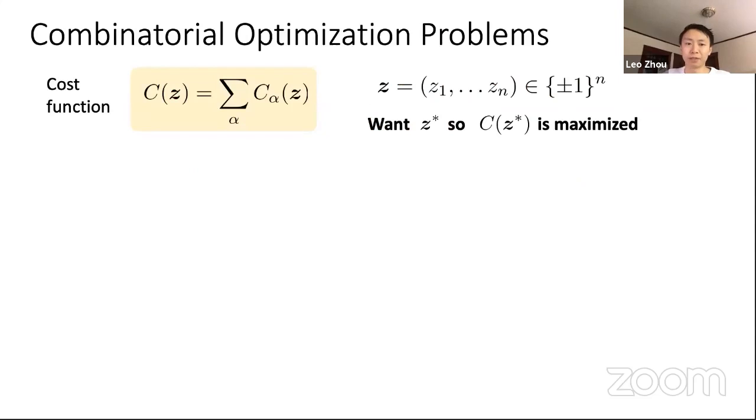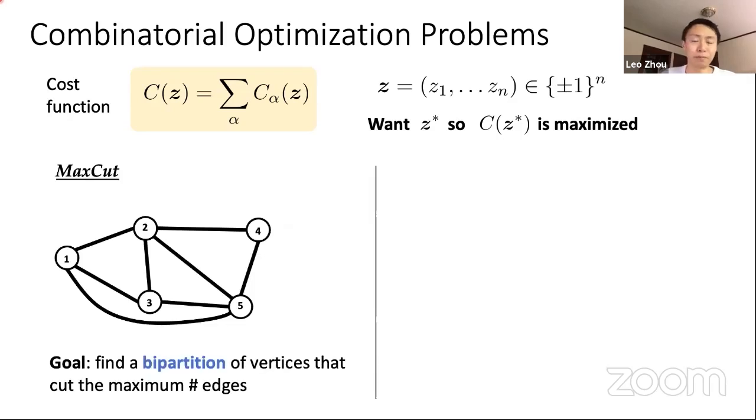So the problems we're interested in solving are combinatorial optimization problems. These are problems where, given a cost function defined on n bit strings, we want to find a bit string assignment so that the cost function is maximized. Typically a cost function is written as a sum over different clauses, and each clause could correspond to some constraint on an edge on a graph, for example.